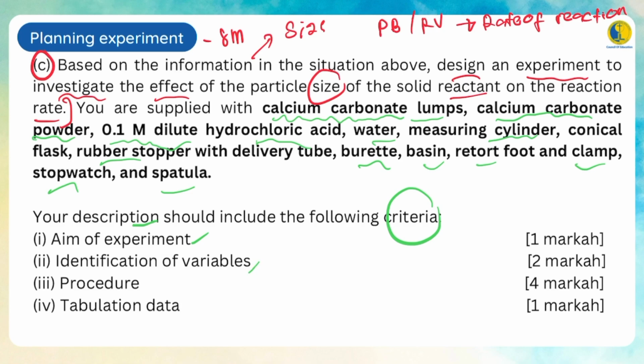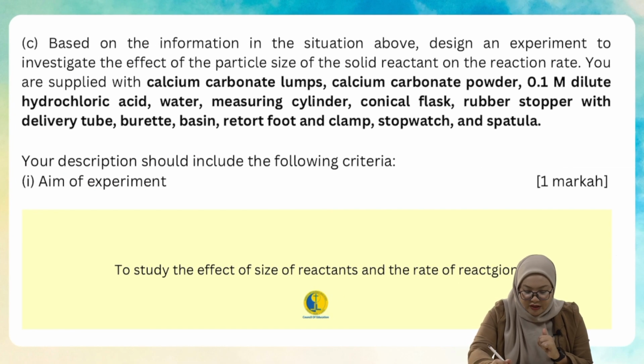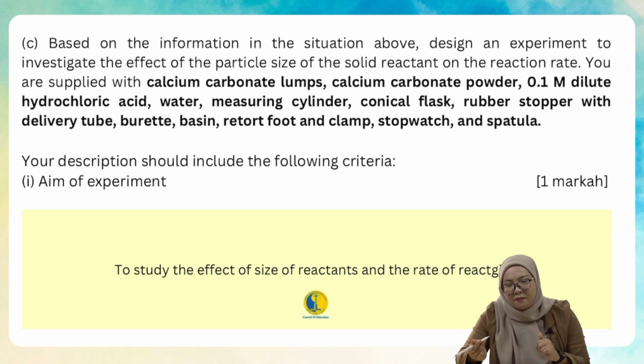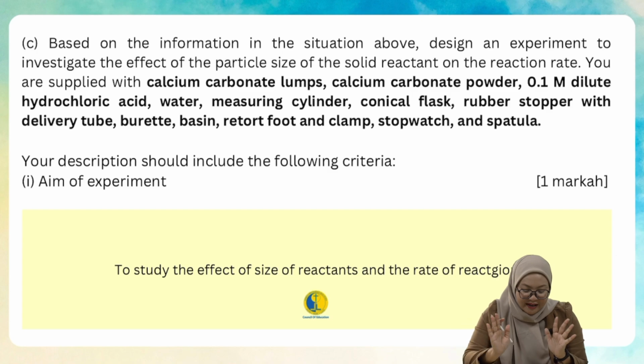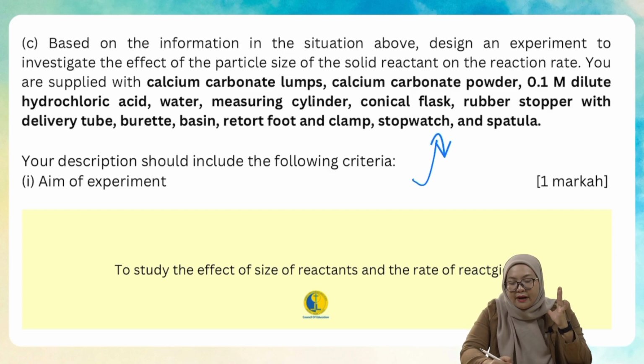Identification of variables comprises three variables: manipulated, responding, and fixed variable, plus the procedure and tabulation of data. Okay, let's answer the first sub-question first, which is the aim of the experiment. Why do you have to do the experiment? Because you want to get marks? No.